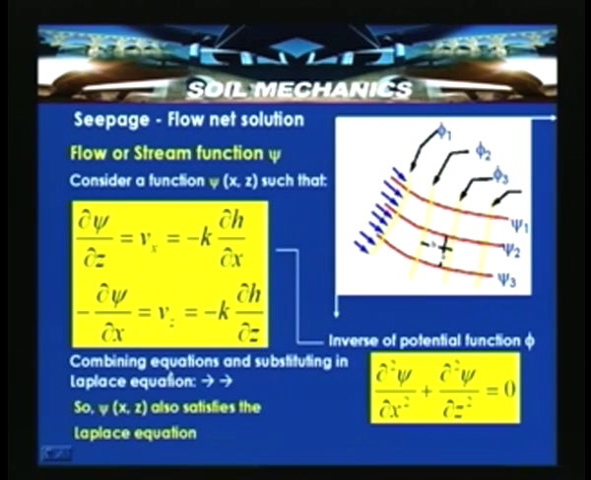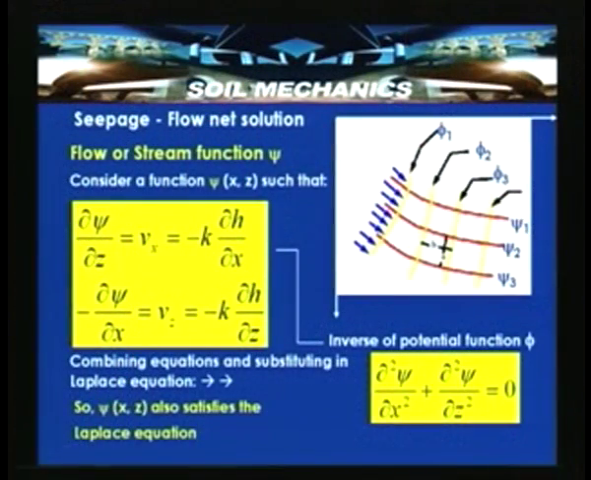So, combining equations and substituting in the Laplace equation again, we get dou square psi by dou x square plus dou square psi by dou z square is equal to 0. With that, we can also say that the stream function also fulfills the Laplace equation of continuity. So, psi of x, z also satisfies the Laplace equation.